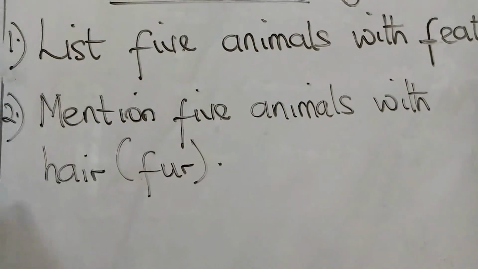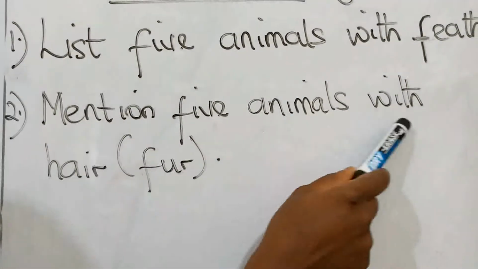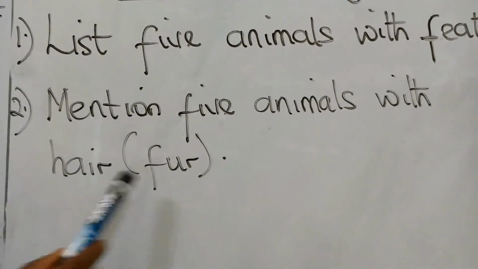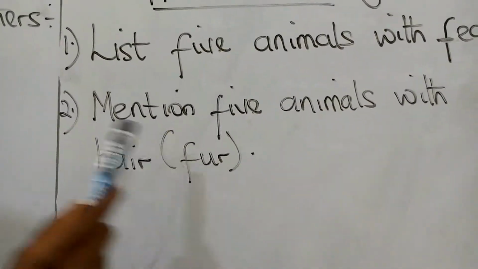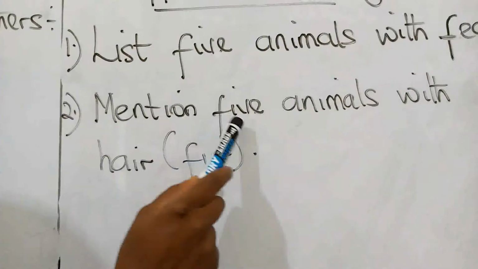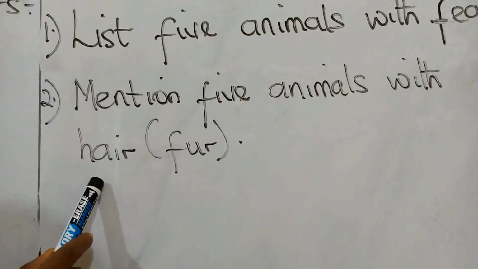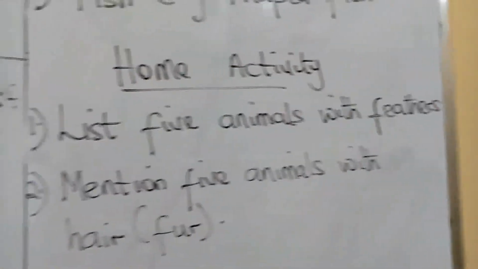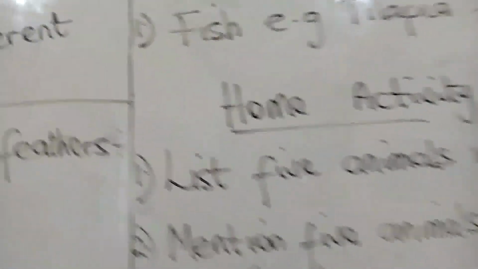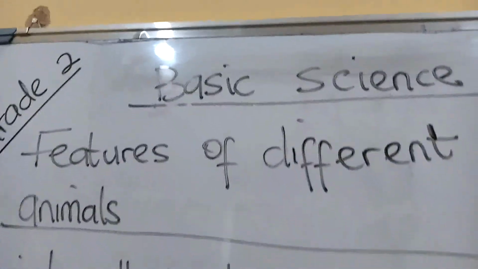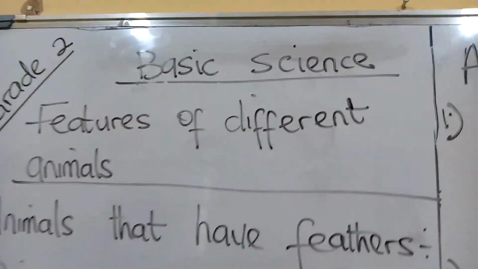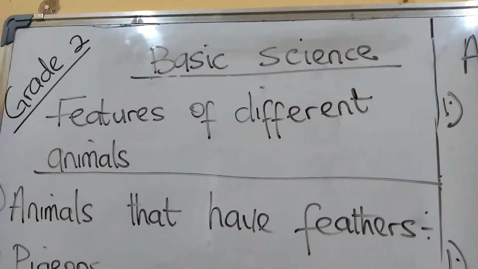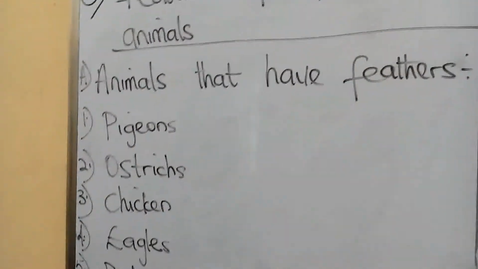Number 2, mention 5 animals with hair, also known as fur. Hope you know hair is also the same thing as fur. And again, this is not agricultural science but basic science. Please, I'm so sorry. Basic science: features of different animals on basic science.